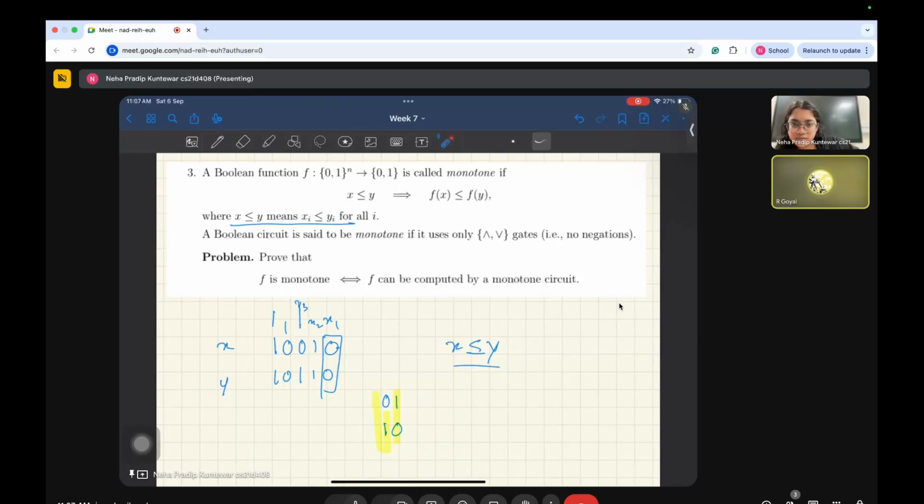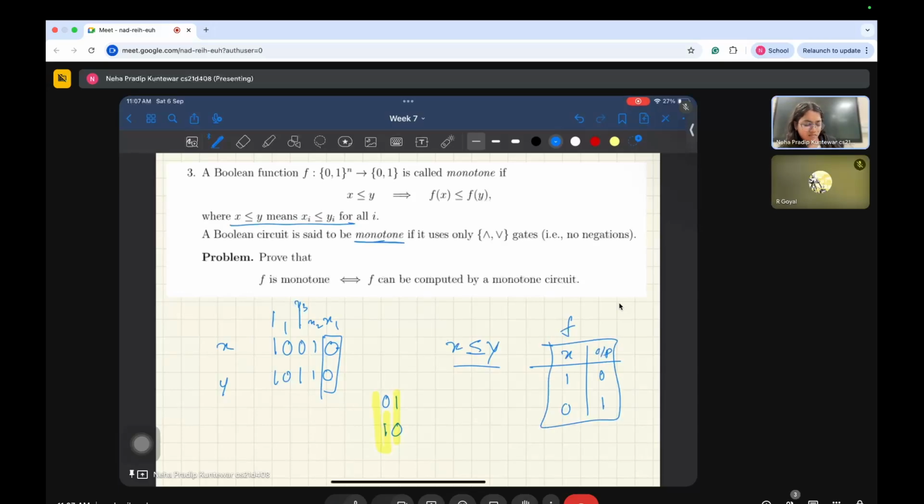A Boolean circuit is said to be monotone if it only uses AND and OR gates, no negations. So will this be complete without negation? No, that's a very nice question. There are functions that cannot be computed by monotone circuits, for example just the negation gate itself. Think of this function with output 01, as a function on one variable only for now. AND and OR gates both cannot compute this.